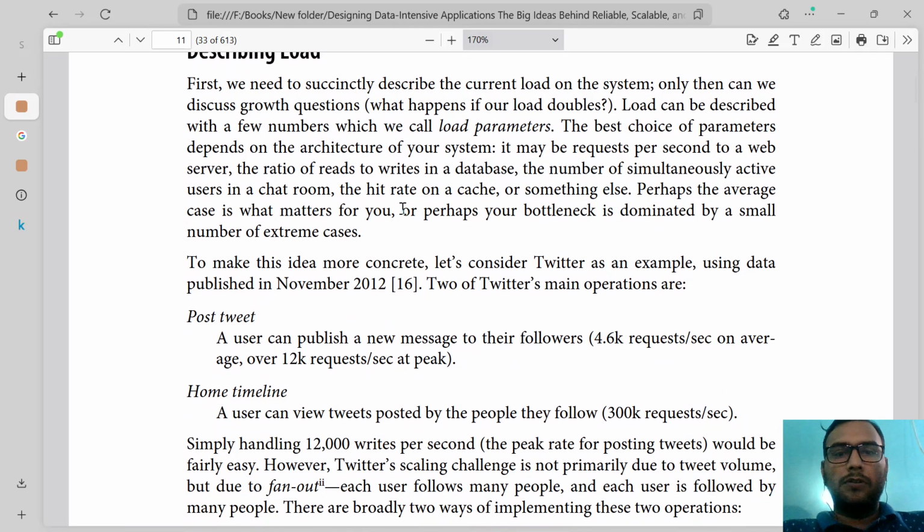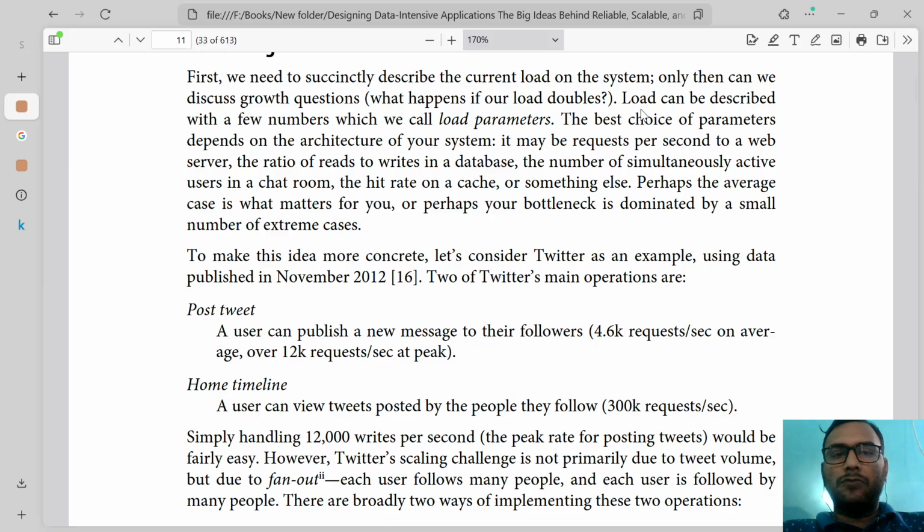What is a load? Load can be described with a few numbers, which we call load parameters. The best choice of parameters depends on the architecture of your system. It may be requests per second to a web server, that is load for you, or the ratio of reads to writes in a DB, or the number of simultaneously active users in a chat room. So these are some of the parameters.